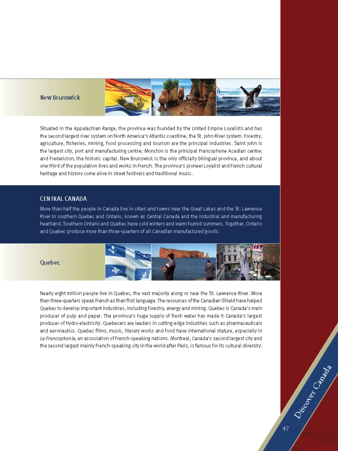Quebec. Nearly 8 million people live in Quebec, the vast majority along or near the St. Lawrence River. More than 3/4 speak French as their first language.